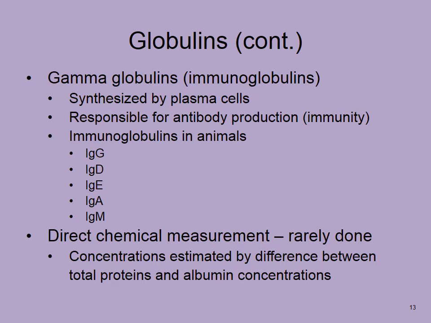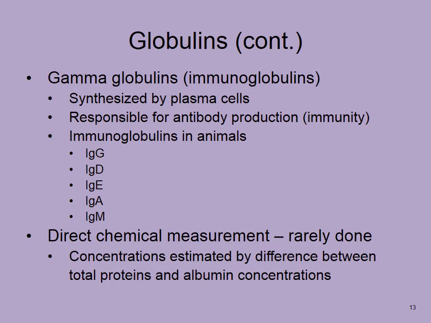Gamma globulins. I talked about these just a couple of slides ago. They're synthesized by plasma cells. They're responsible for antibody production, right? And immunoglobulins in animals. So I talked about IgG, and then there's, of course, IgD, IgE, IgA, IgM. All of these are immunoglobulins. These are gamma globulins. So that's why when we do the electrophoresis, we can see what kind of globulins we have in our bloodstream, and this is really important. We can know potentially if we have low immune function or high immune function, if we're fighting something. It's very, very interesting.